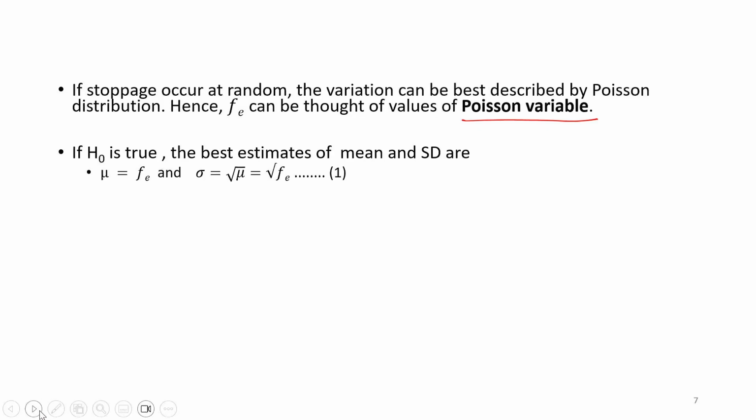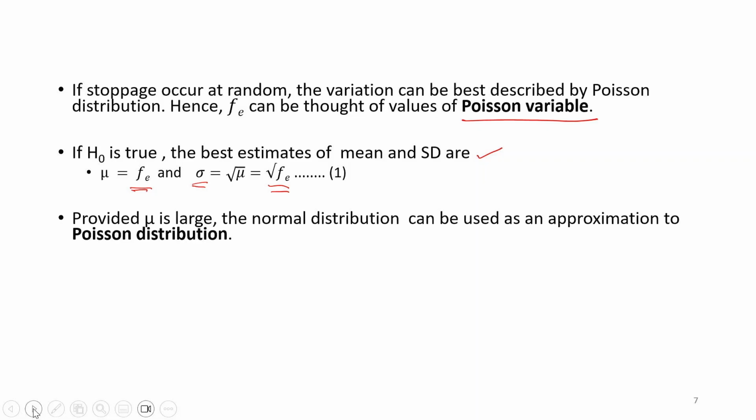If H0 is true, the best estimates of the mean and standard deviation for a Poisson variable are: mu is Fe, whatever is the expected value of frequency, and sigma, the standard deviation, is root over mean for a Poisson distribution, so it will be root over Fe. Therefore, provided mu is large, the normal distribution can be used as an approximation of the Poisson distribution.